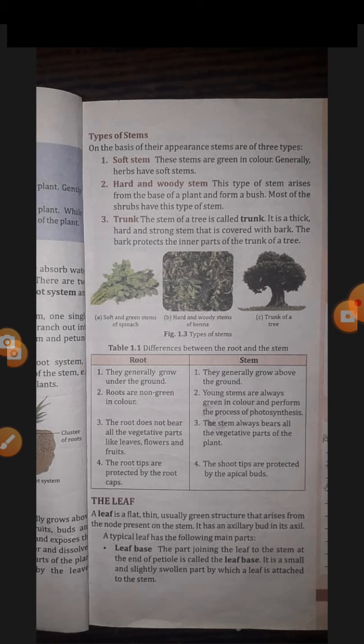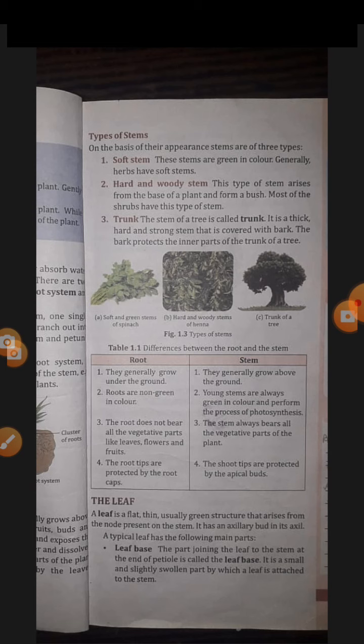Now we are moving on to our main topic, that is the leaf. The leaf is the main part of the plant because it is the center of photosynthesis. Without leaves, photosynthesis is not possible and plants cannot make their own food for their growth. So first of all, we will study the main parts or the structure of the leaf.